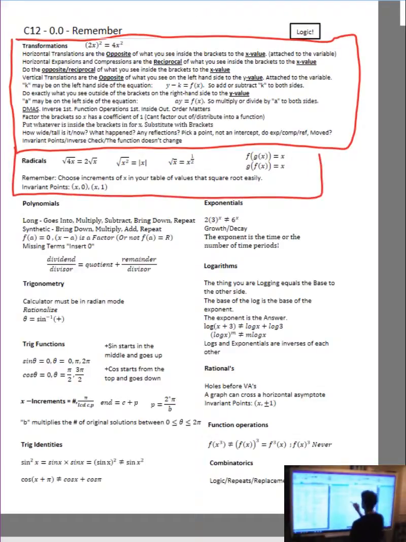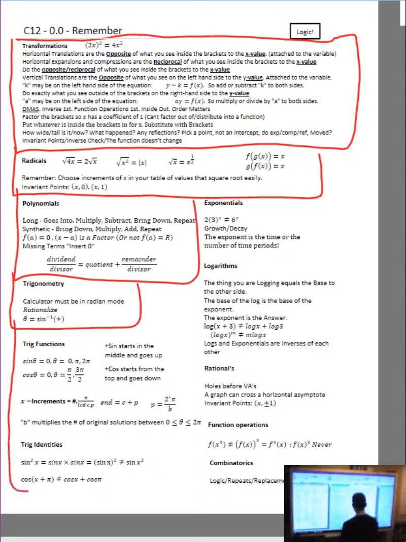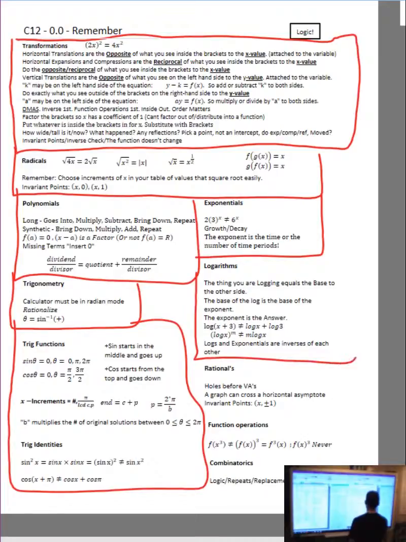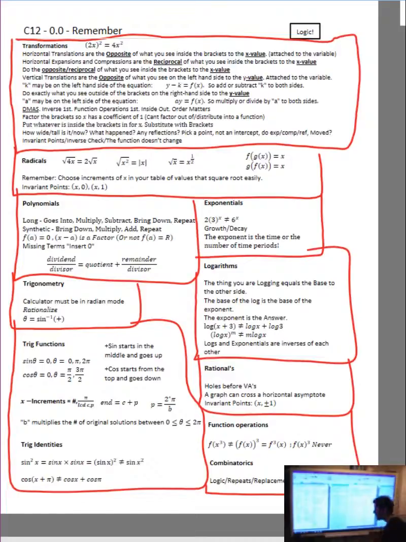Remembers on radicals, remembers on polynomials, remembers on trigonometry, 3 chapters of trigonometry. And off to the right, exponentials and logarithms and rationals and function operations. And you're not supposed to use my remembers as your remembers. You're supposed to use my remembers as a guide for the regular things that you regularly forget, as English sentences or formulas or little notes for you to remember, and review often until they're ingrained. So that's the remember sheet.